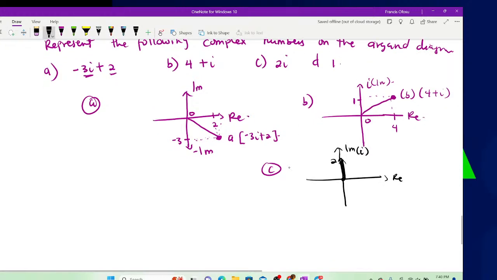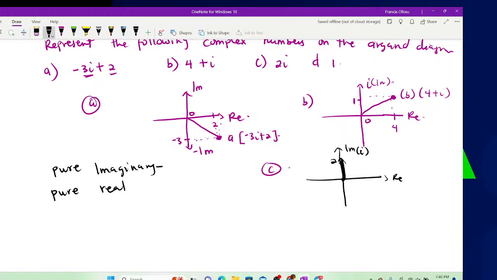So take note, a complex number which has only imaginary parts present is what you call a pure imaginary complex number. Then you have a pure real complex number. That means that the pure imaginary has no real part, and the pure real has no imaginary part.